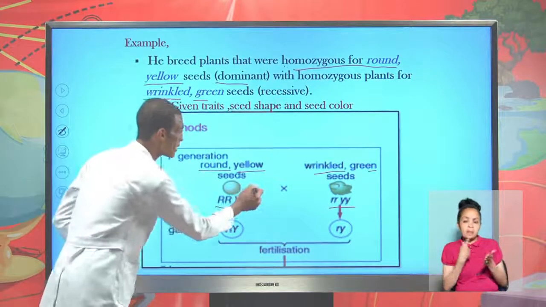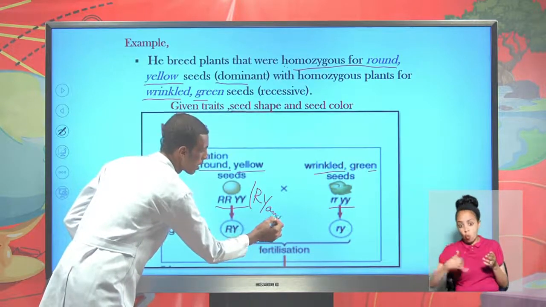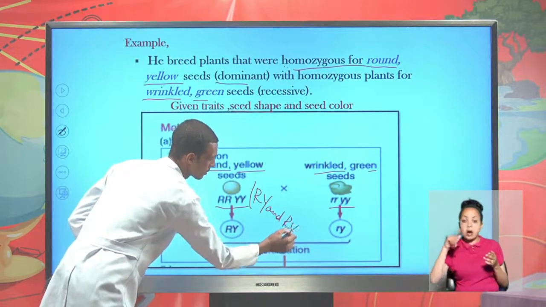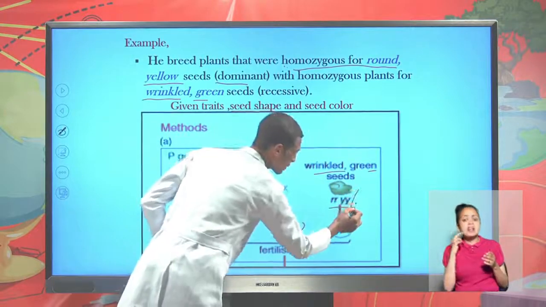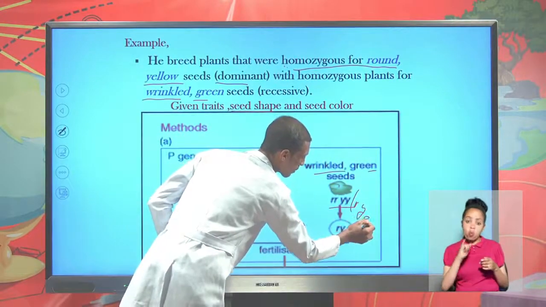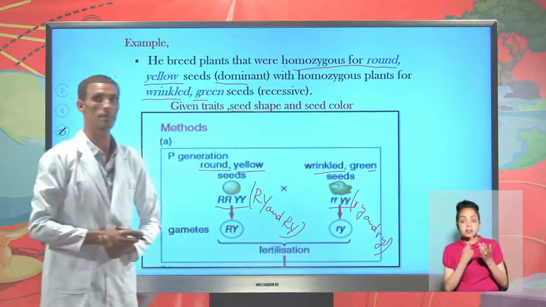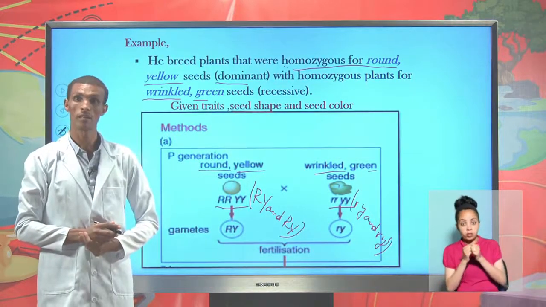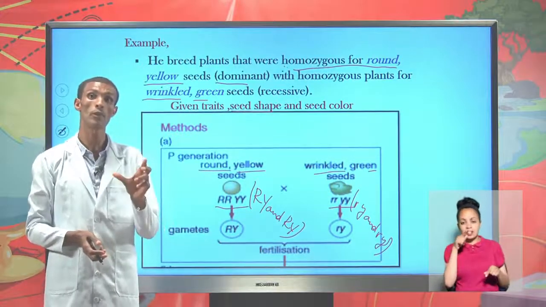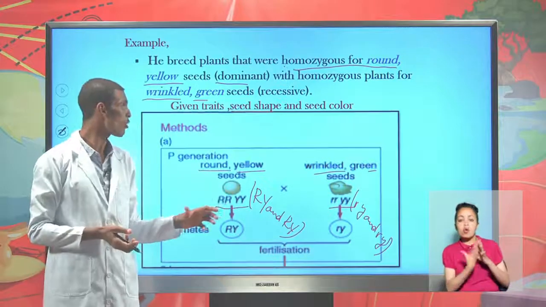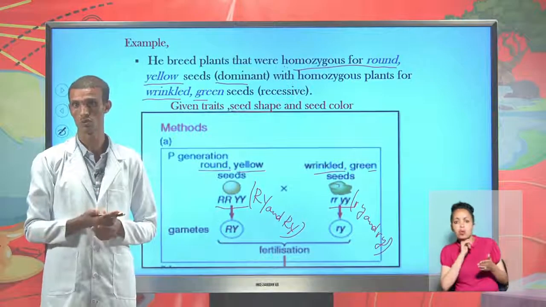Here, the gamete for this one can be RY and RY here. Gametes. And again, a gamete for this one can be RY and RY. He self-pollinates them together again. During F1 generation finding, he self-pollinates and finds the offspring of the F1 generation, whether it is pure or not.